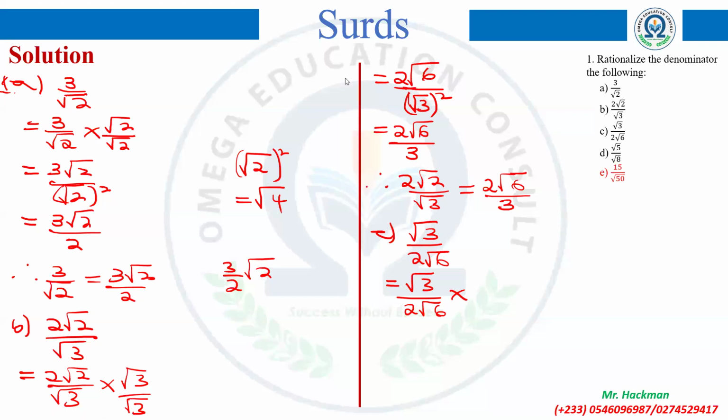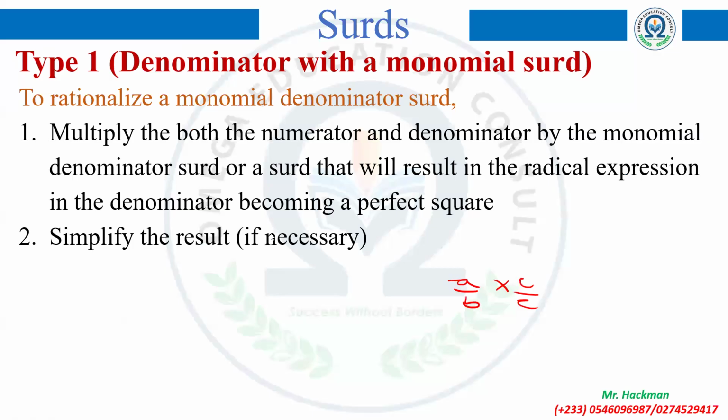Okay, great. Someone said 2 root of 6. There is nothing wrong with that. Remember, in my introduction, I said this and I told you that it would be necessary at a point. So let me go back a little. I said, multiply both the numerator and the denominator by the monomial surd, the exact denominator surd, or a surd that will result in the radical expression in the denominator becoming a perfect square.